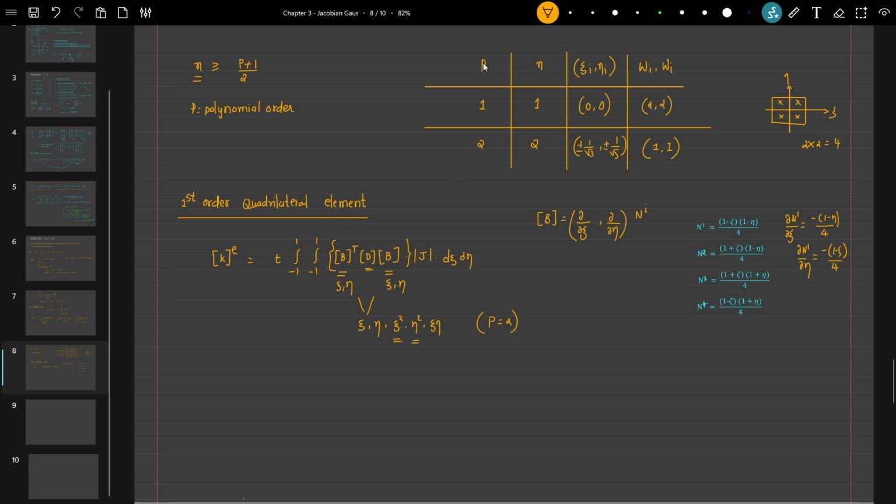And as per this, P equal to 2, we need, let me write it, number of integration points. So 2. That means we need 2 by 2 in zeta and eta direction. So there are a total of 4 integration points.